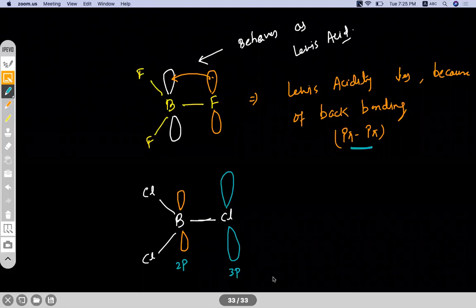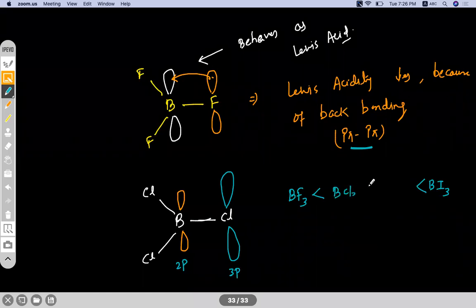Respond, guys, all of you. Right? So maximum back bonding means minimum tendency to accept electrons. Its Lewis acidity decreases. That's why I said that BF3 shows maximum back bonding, so its Lewis acidity is minimum, and BI3 shows minimum back bonding tendency, so its Lewis acidity is maximum. BF3, then we have BCl3, then BBr3, and then BI3. This is the Lewis acidic nature for the trihalides of boron. Clear?